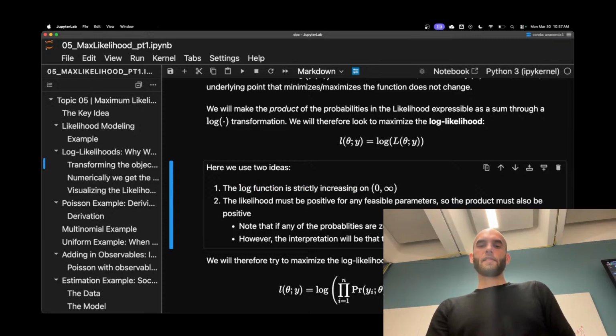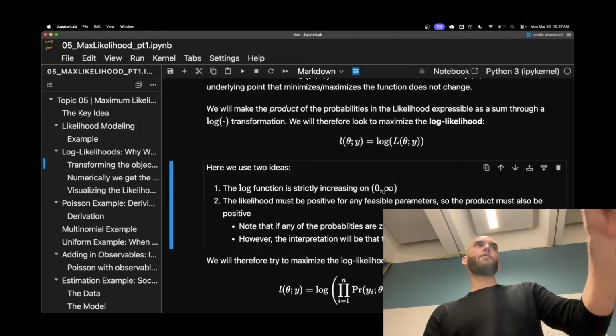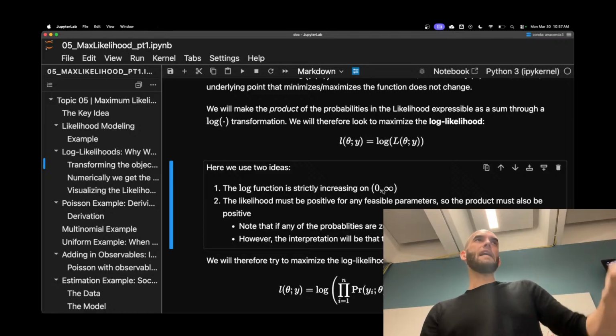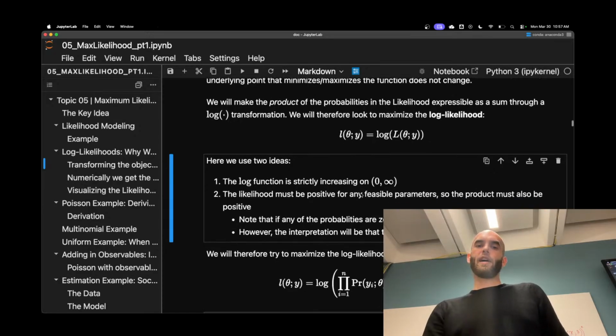Log is fine because it's strictly increasing on 0 to infinity, and because what we're giving the log function is a set of probabilities, it is coming from 0 to infinity. So this is going to be fine.